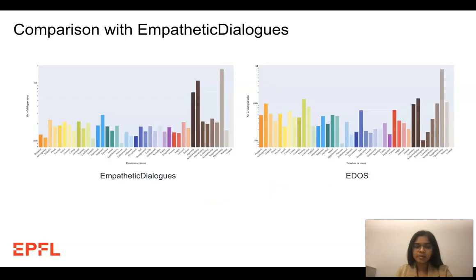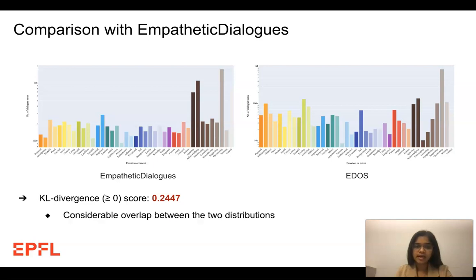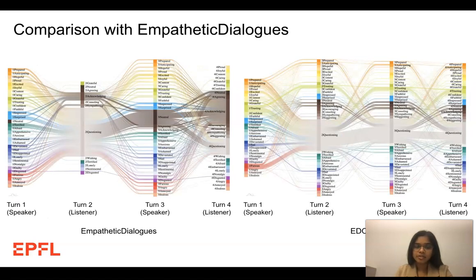We compare the emotion and intent distributions of EDOS with that of the state-of-the-art EmpatheticDialogues dataset in order to validate its quality. It resulted in a KL divergence score of 0.24, which indicated that there is considerable overlap between the 2 distributions. We also visualized the emotion and intent flow patterns in EmpatheticDialogues and EDOS datasets, and we noticed that important conversational dynamics present in EmpatheticDialogues are also preserved in EDOS.